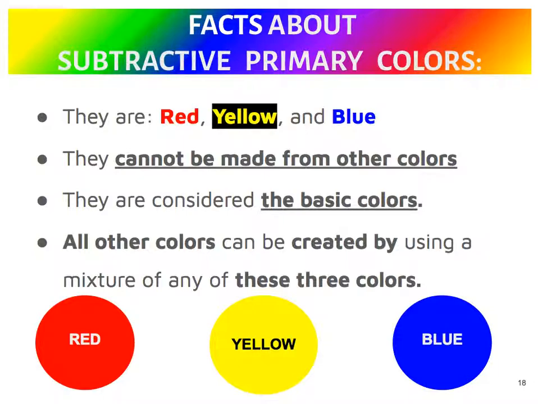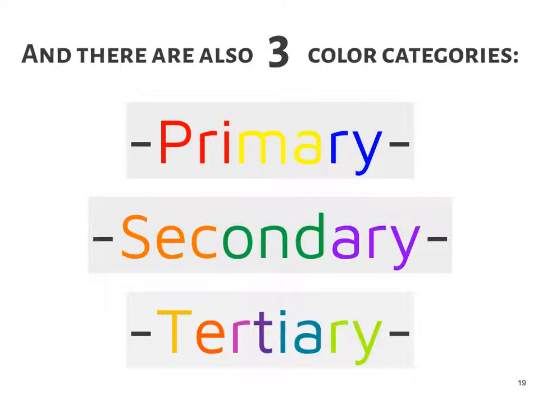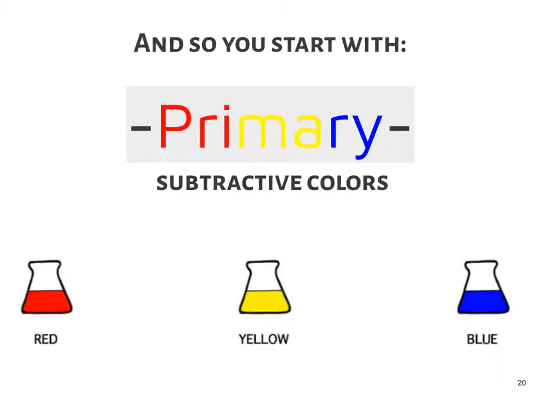So again, the subtractive primary colors, which are the ones that you learn during your art class, are red, yellow, and blue. All other colors can be created by using these three. So if you have paint that is red and yellow and blue, you can make any other color really. So they also have three categories. You have your primary, your secondary, and your tertiary. And so you start with your primary colors. Remember, these are subtractive colors because they can get mixed with each other, okay?